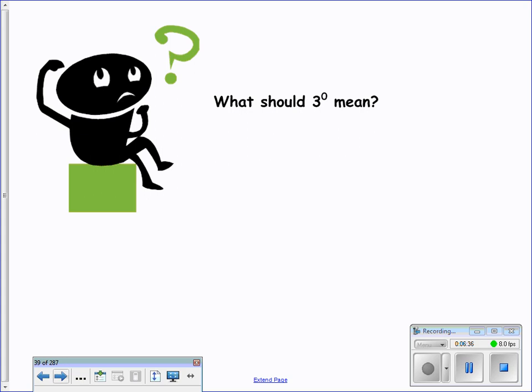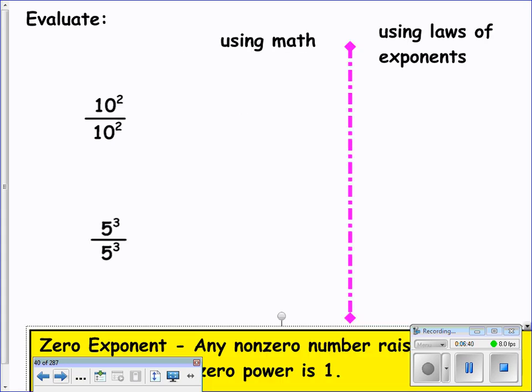Let us now go to 3 to the 0 power. What does that mean? Okay, doing the math, 10 squared is equivalent to 100. 100 divided by 100 is equivalent to 1. Using the laws of exponents, my base of 10 is the same. Keep the base, subtract the exponents. 2 minus 2. This is equivalent to 10 to the 0 power.